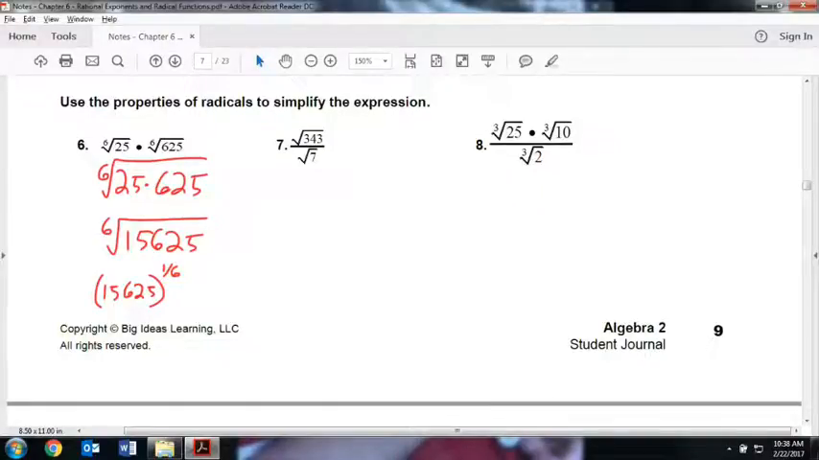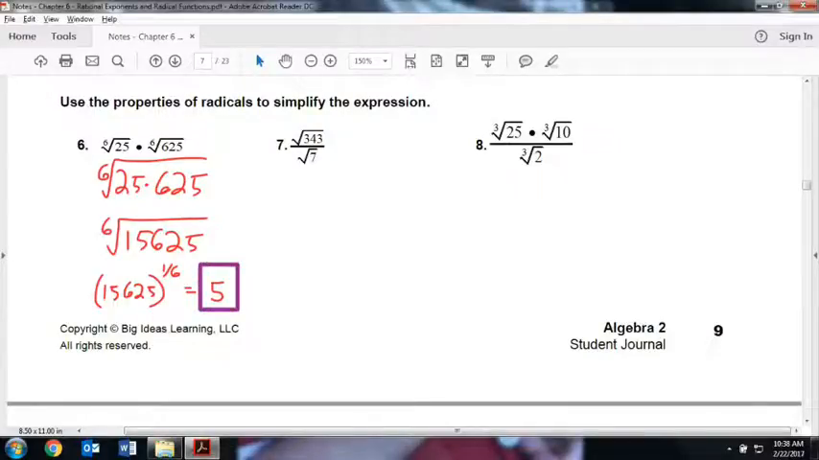So I'm going to do that really quick. 15,625 raised to the 1/6, and you just see if it comes out. And it does come out. It comes out to a 5. So if you ever want to know what 5 to the 6th power is, it's 15,625. But there you go. All of that reduces down to 5.